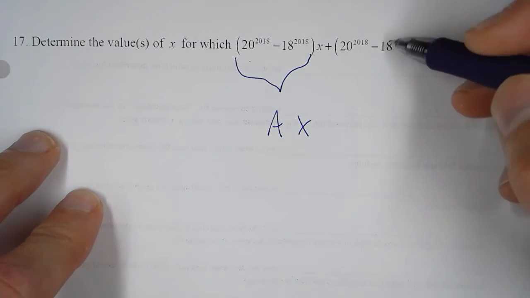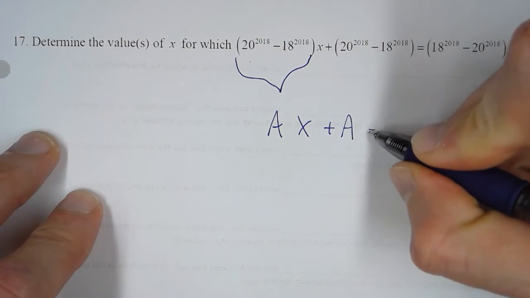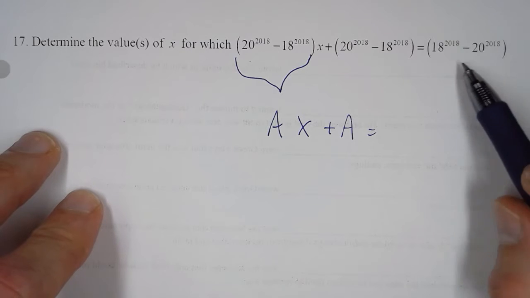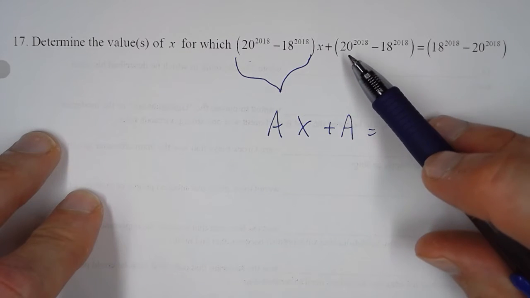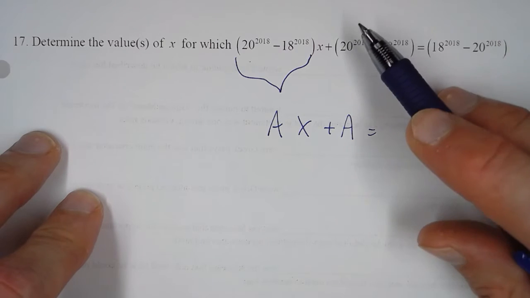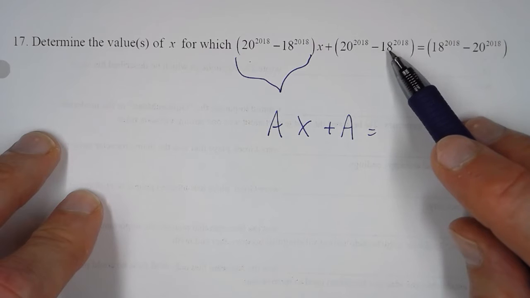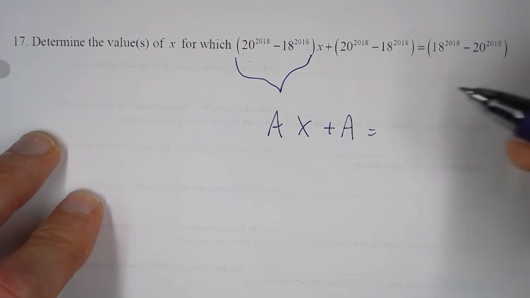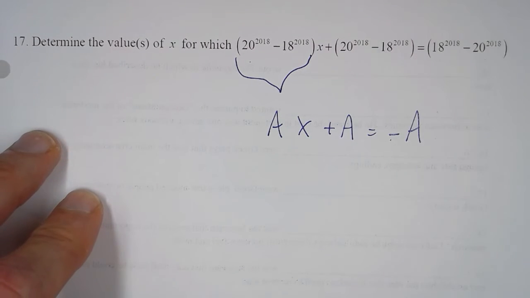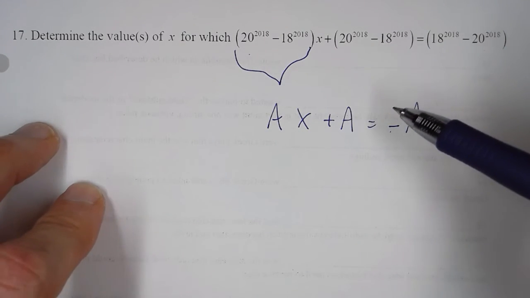Now, this is the same as this quantity, so ax plus a equals. Now, if you look here, this is backwards. So that means this is the opposite of that, because here 20 to the 2018 is positive, here it's negative. Here 18 to the 2018 is negative, here it's positive. So this is negative a. And so all we're doing is solving this equation for x.